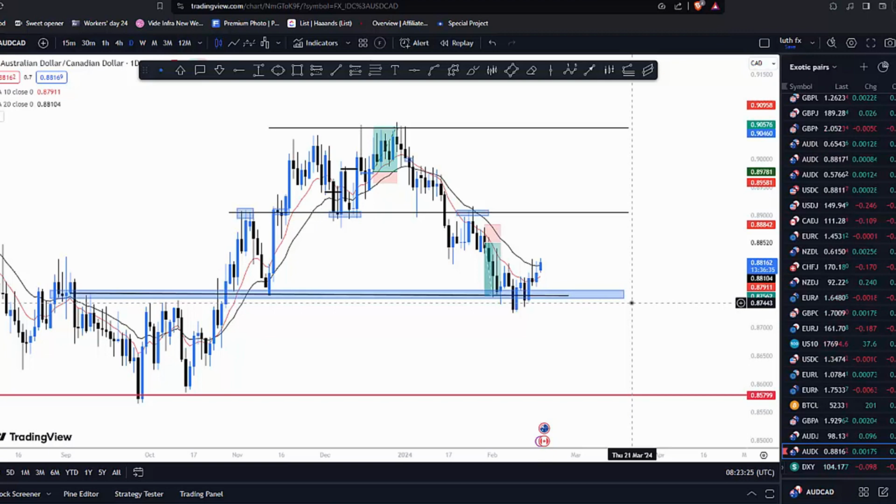So today we are looking at AUD/CAD. AUD/CAD is gradually becoming one of my favorite pairs, because I've been on AUD/CAD for a couple of weeks now, and it's all profit.